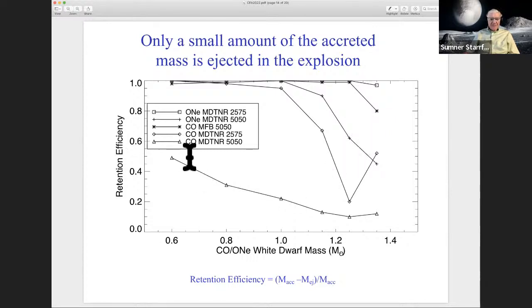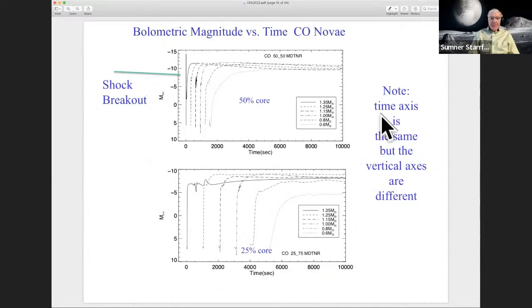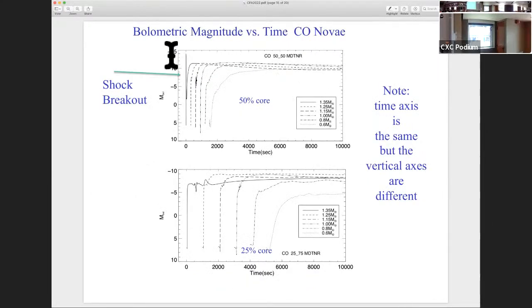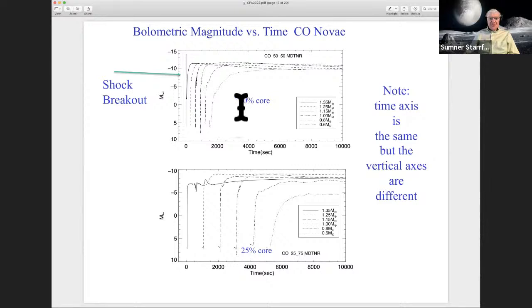Yes, for the 50-50, which does have some problems with agreement with observations, I'll show that next, it does eject a reasonable fraction, but not enough to go negative, okay? So it's still accreting, it's just growing more slowly to whatever limit you want. So just for fun, here's the bolometric magnitude for that 50% core. Notice it gets up to about -15 for a very short time. That's shock breakout. But all of these models stay very luminous for observations, at -10.